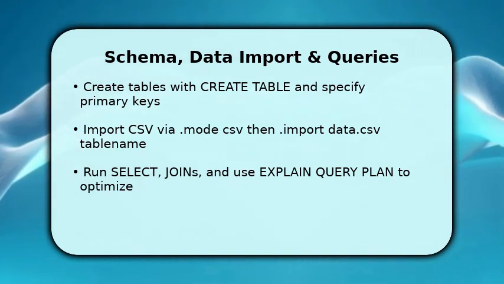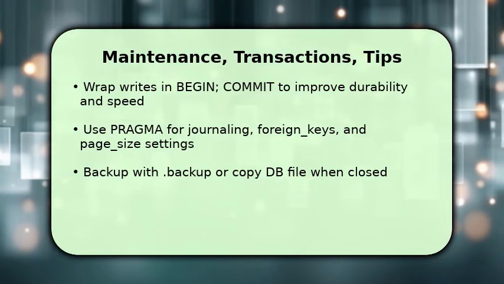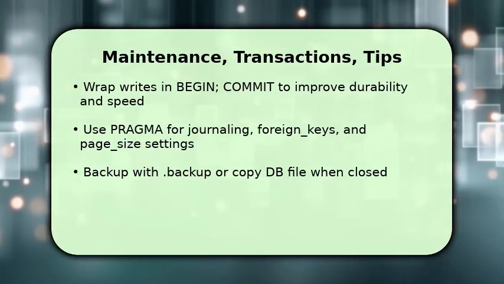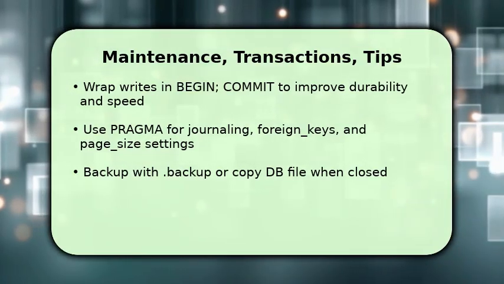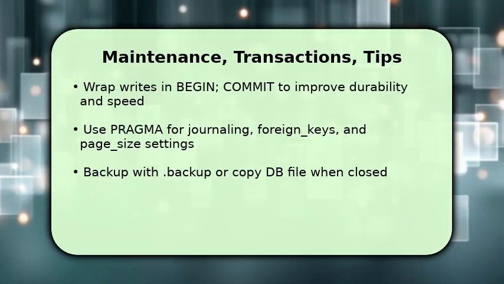To finish, make your writes atomic by wrapping them in BEGIN. COMMIT, which speeds bulk inserts and prevents corruption. You should run PRAGMA journal_mode = WAL and PRAGMA foreign_keys = ON to improve concurrency and enforce relationships. Adjust page size for larger datasets.